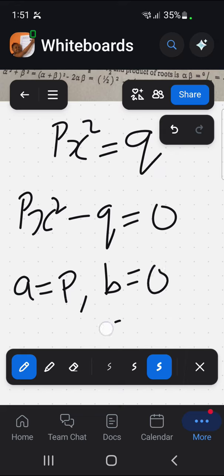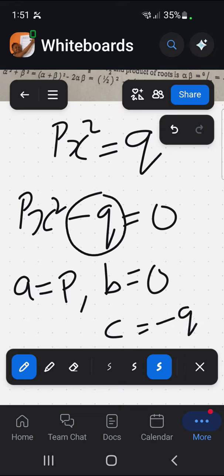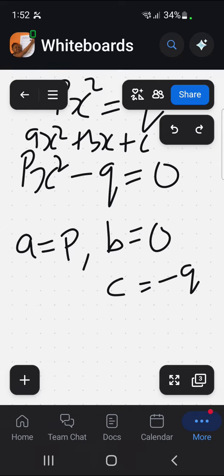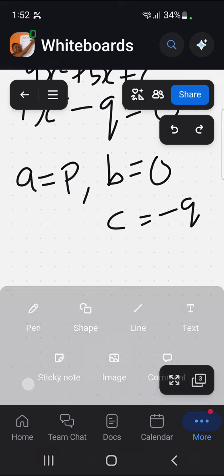And then what will be the value of c? The value of c, of course, in this case is minus q. This is the constant, minus q. Because remember I said it's supposed to be in the form ax squared plus bx plus c. But bx is not present, so that's why b is equal to 0, since there is no x term in that equation.